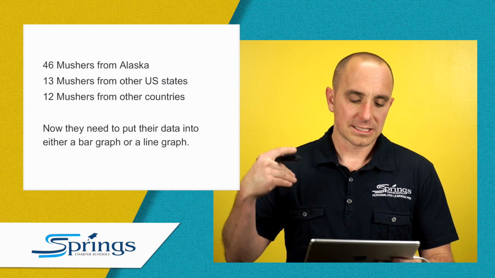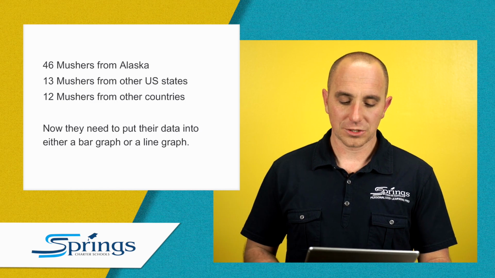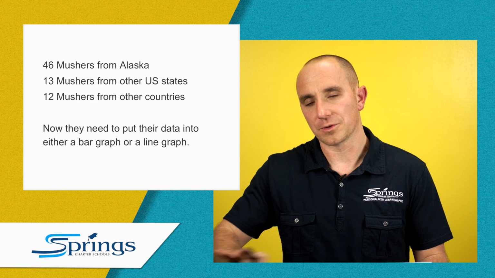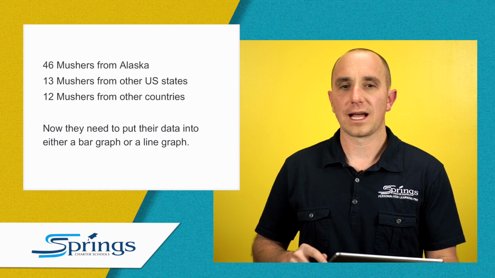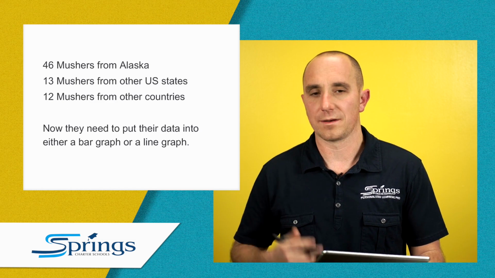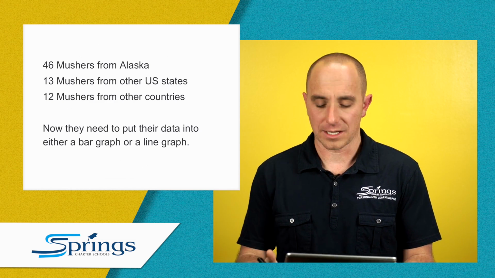Okay, so we had 46 mushers from Alaska, no surprise, that's where it is. 13 mushers from other US states, and 12 mushers from other countries. So we just kind of lumped all the rest in the others. And sometimes you're going to want to do this because you don't want to have 15 or 16 different bars and a lot of them being one. This is, of course, how they chose to do it. Obviously, it could be different ways.